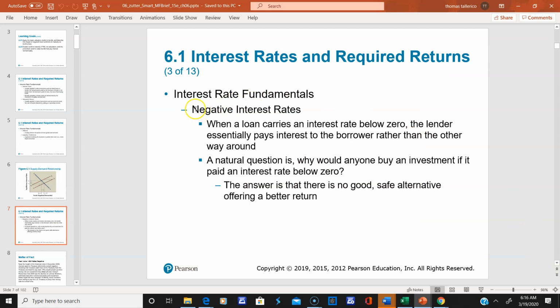Okay, so this has come up recently with the Fed, a thing called negative interest rates. When a loan carries an interest rate below zero, the lender essentially pays interest to the borrower. As you know, the Fed has lowered the interest rates to zero, but they said that they won't go negative.